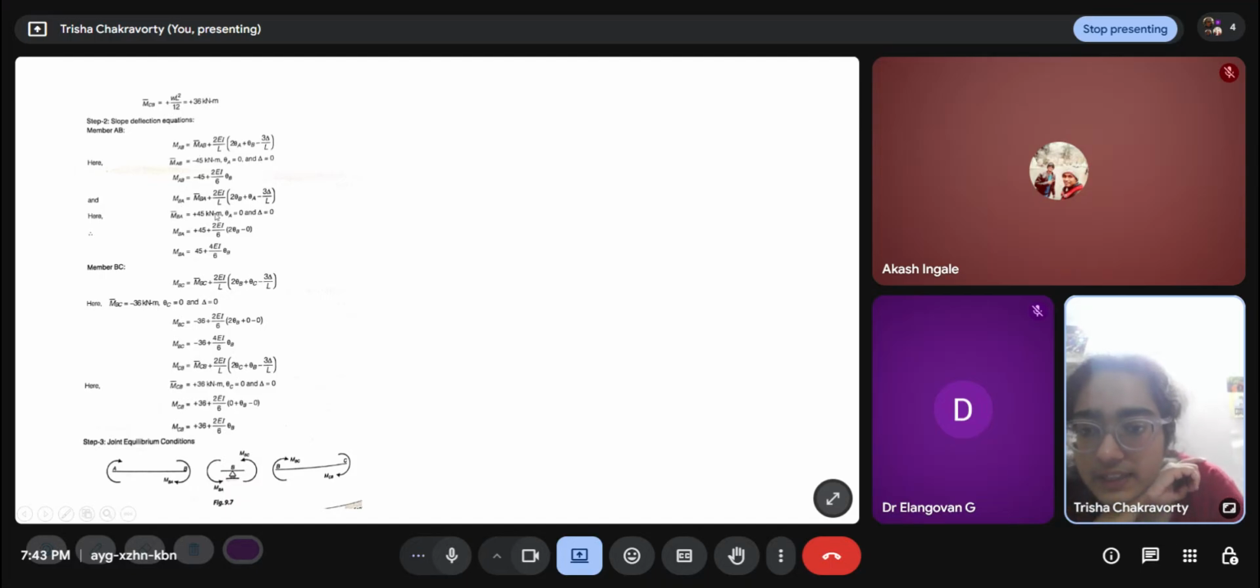And MBA will give me another equation here. I think they are effectively giving me the same equation. There's just some plus minus here. And member BC, BC bar plus 2EI by L, 2 theta B plus theta C minus 3 delta by L. Delta is 0 and theta C is again 0. So I get an equation in theta B. So now I have four equations.